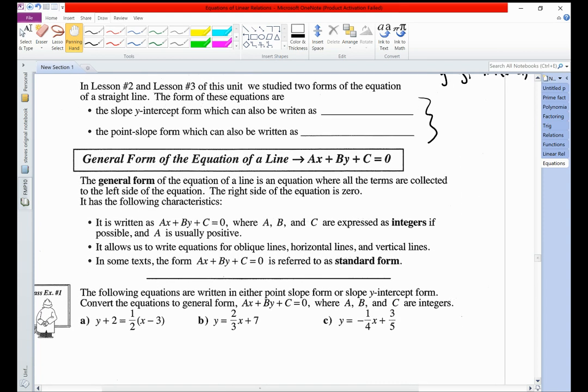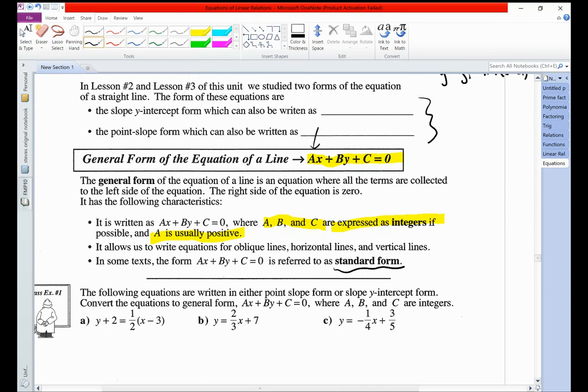So the general form of the equation of a line is an equation where all the terms are collected to the left side of the equation, and the right side of the equation is equal to 0. So you can see here we have ax plus by plus c is equal to 0, where a, b, and c are expressed as integers, if possible. And we try to keep a positive. A is kind of the leading term there on the x. It does allow us to write equations for oblique lines, horizontal lines, and vertical lines. And sometimes it's also referred to as standard form.